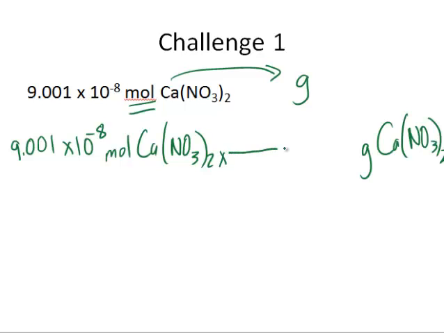Because I'm starting with moles, I'm going to put moles on the bottom to cancel it, and because I'm going to grams, I'm going to put grams on the top because it matches, right? Okay, so I'm going to first solve for the molar mass, grams per mole, of calcium nitrate.